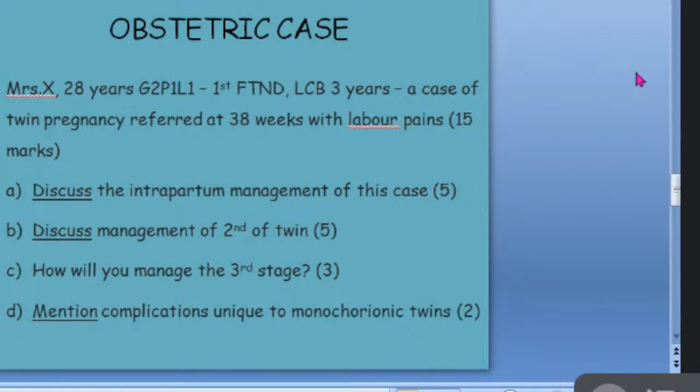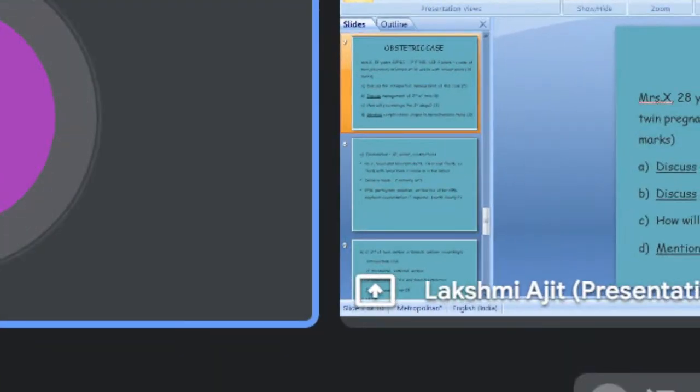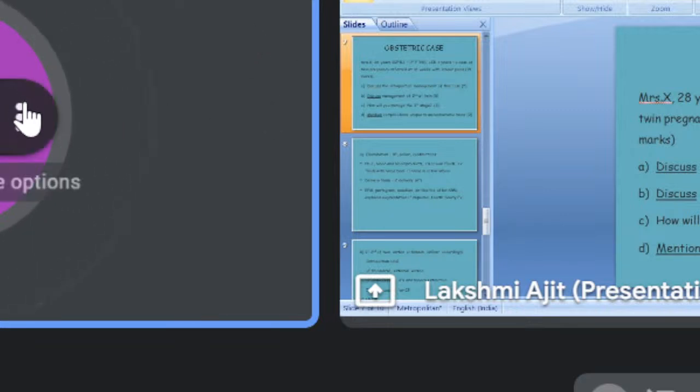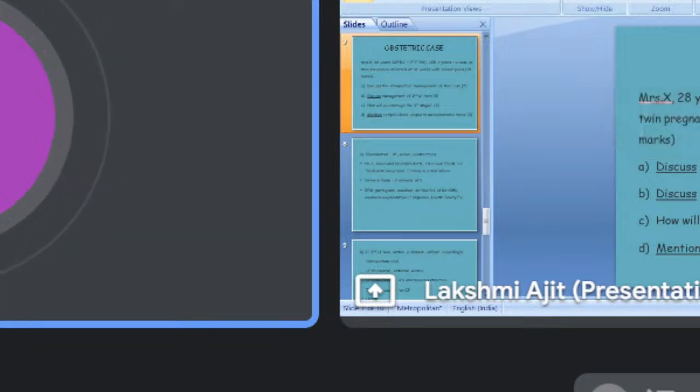Now, because there are two fetuses here, the second of twin is always at risk for so many known reasons, and there are so many management options for the second of twin, depending on the lie and the presentation and things like that. So the first of twin, even if it is born easily as a vertex presentation, there can be problems for the second of twin. So again, it is said, discuss the management for the second of twin.